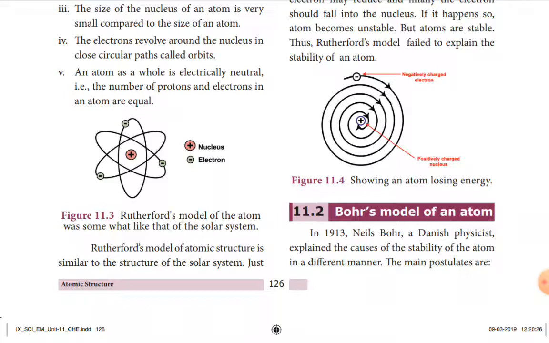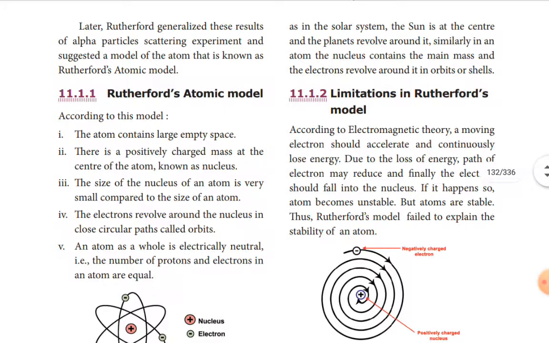Similarly, the nucleus is at the center, which is a positively charged core, and electrons revolve around the nucleus. That's why it is similar to the structure of the solar system. Just as in the solar system, the sun is at the center and planets revolve around it, similarly in the atom, the nucleus contains the main mass, and the electrons revolve around in orbits or shells.